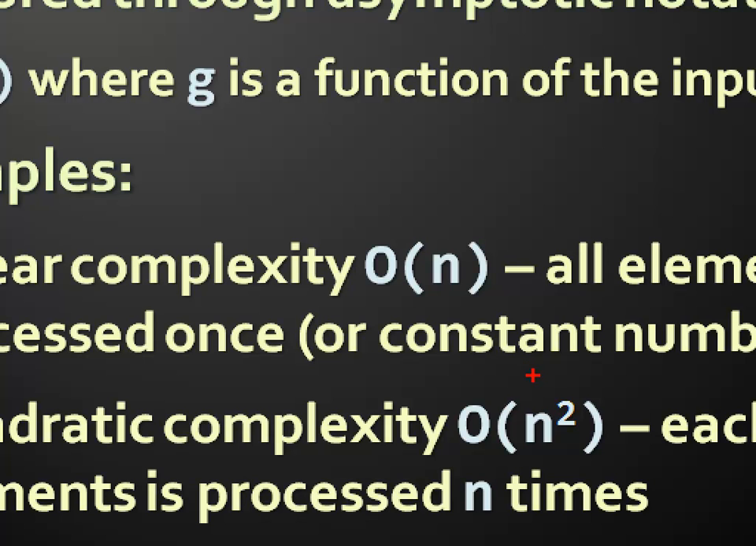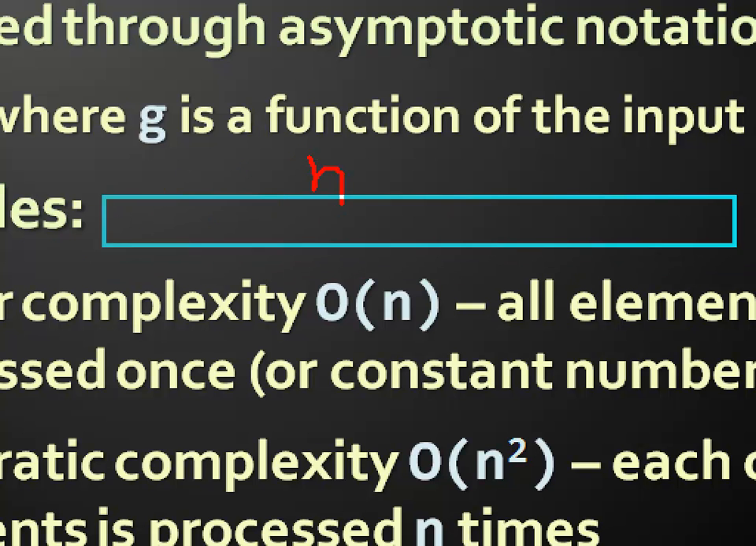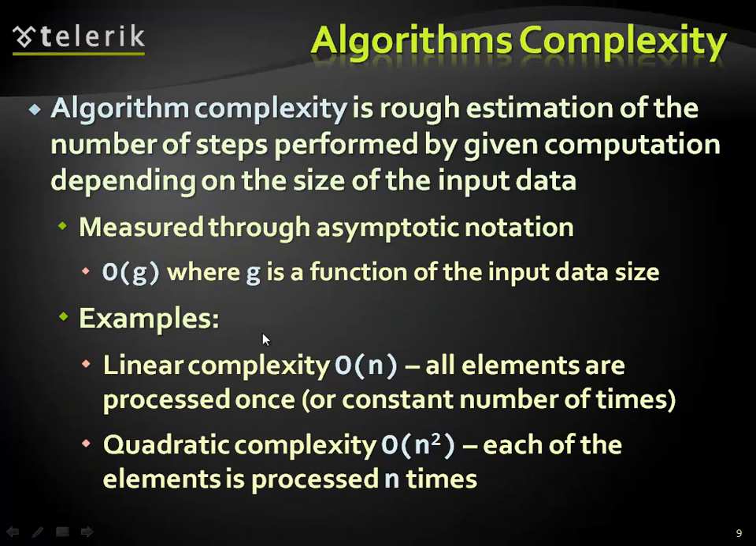That means each element of those n elements is processed the number of times equal to the number of elements. A little more clearly, you have n elements, and you have, okay, these are the elements. Each of these elements is processed exactly n times. That's quadratic complexity. For this element, you do n operations. Then for this element, again, n operations, and so on, and so on, and so on.